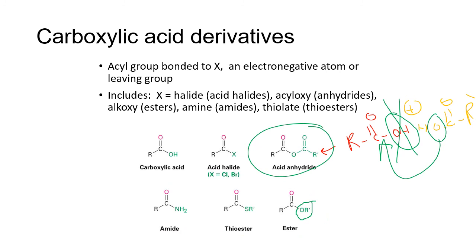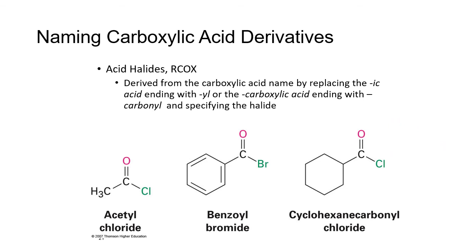راح نتعلم عن هدول acyl substitutions a little bit later. But before we do, we will learn about the naming of these derivatives. كيف بنسمي هدول derivatives? How do we name them? So we can learn about the reactions that are related to them. نبلش بأول واحد اللي هو naming of carboxylic acid derivatives, specifically acid halides.